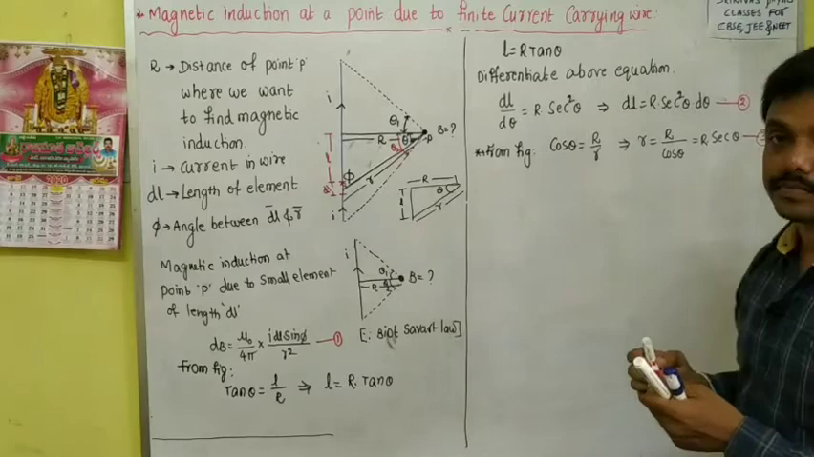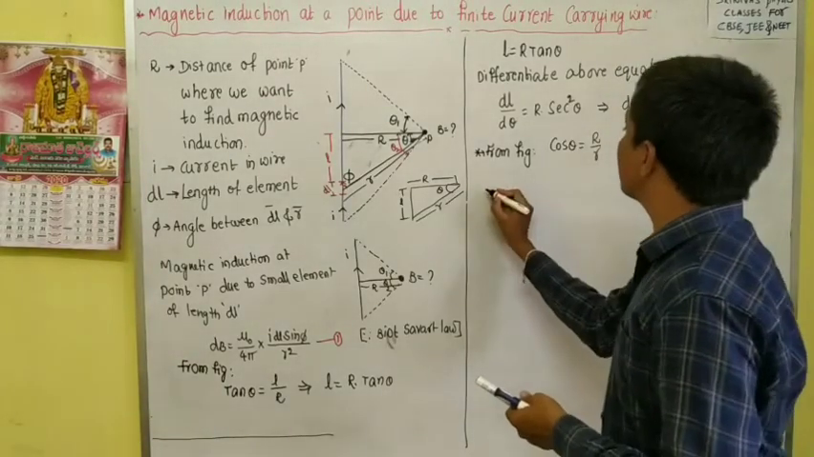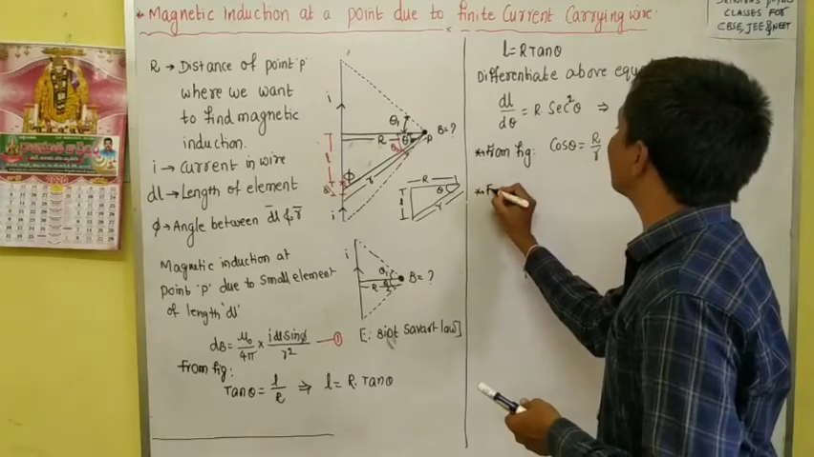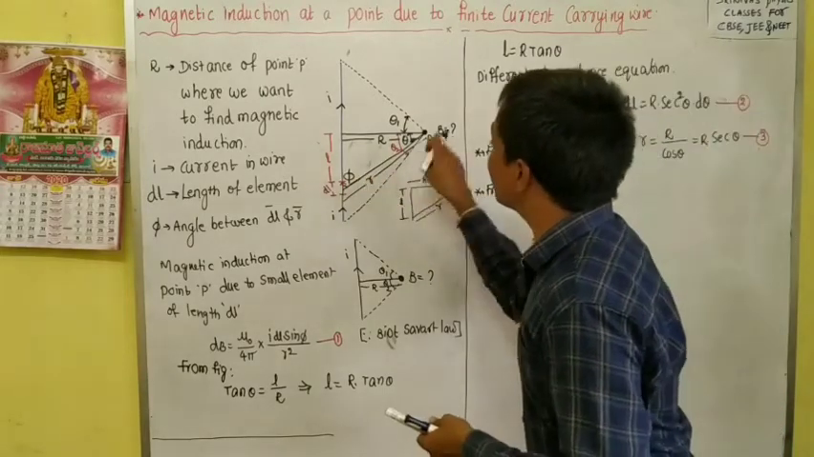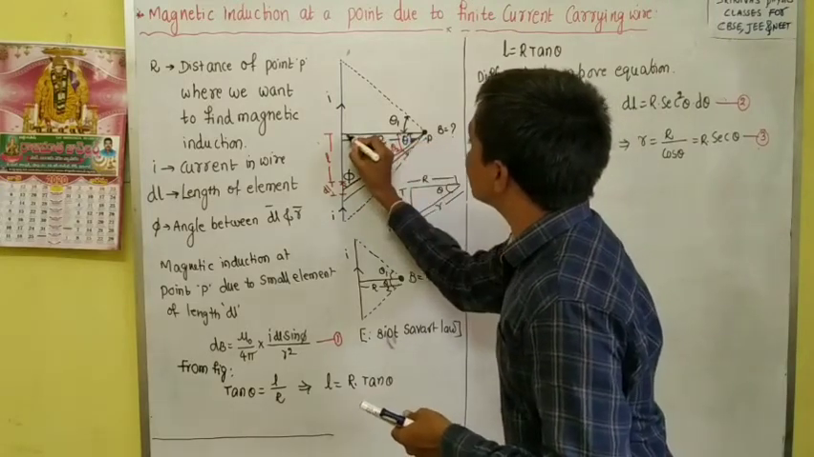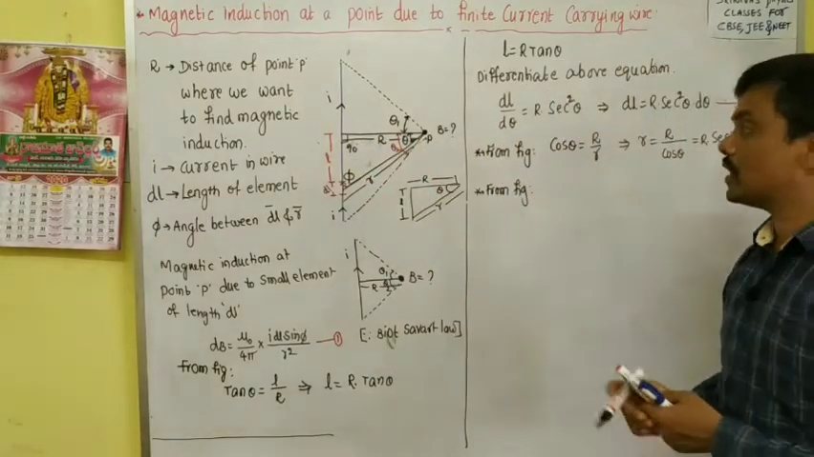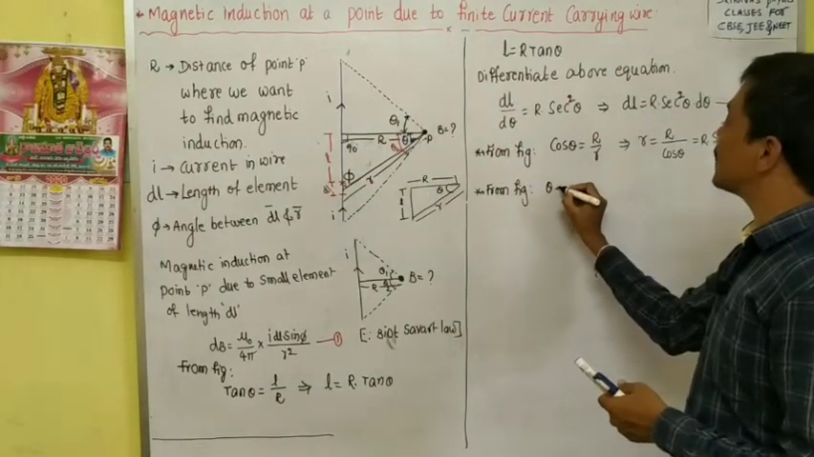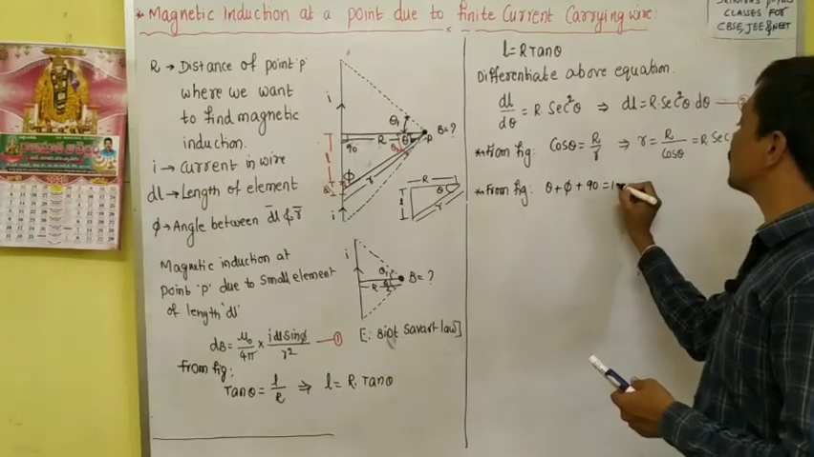And next, one more thing I want to write from the figure. From the figure we write, it's a right angle triangle. Look here, this is theta angle, this is phi angle, and this is 90 degrees. The sum of 3 angles equals 180. That means from the figure we write theta plus phi plus 90 is equal to 180.